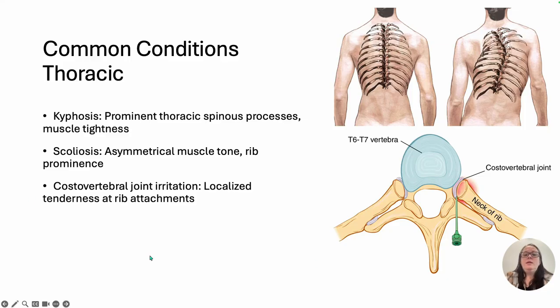So the costovertebral joint irritation, break up the words, guys. Cos means ribs. Vertebral, vertebrae. So the joint between your vertebrae and where your ribs connect can become irritated or inflamed, and it can cause tenderness where the ribs attach. If they have tenderness where the ribs attach, you're not rubbing it. You can work around it, and as we learn more about modalities, we can do something called myofascial release, which is kind of doing a full fascia stretch in that region to kind of free up any restrictions.